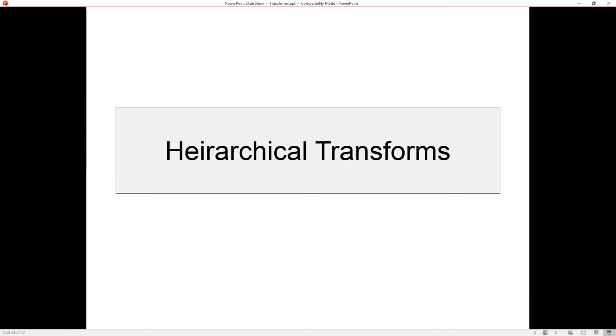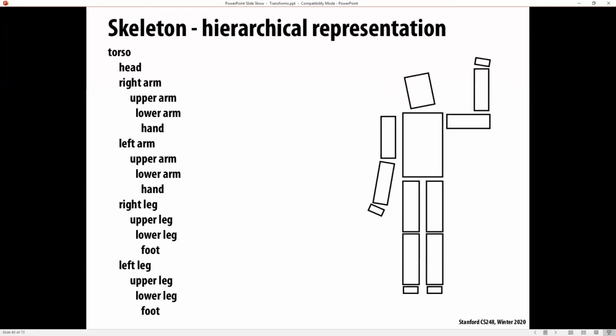Okay, let's move on and talk about hierarchical transformations. So we wish we could get to building some kind of blocky creature. And we're going to have some torso, and then the head is somehow related to the position of the torso. And then the right arm is also related to the torso, not to the head, right up one level of this hierarchy.